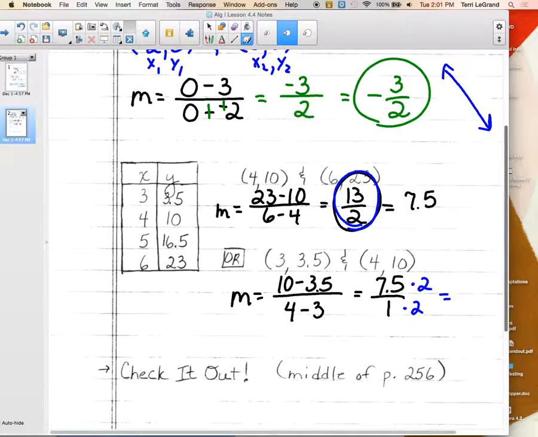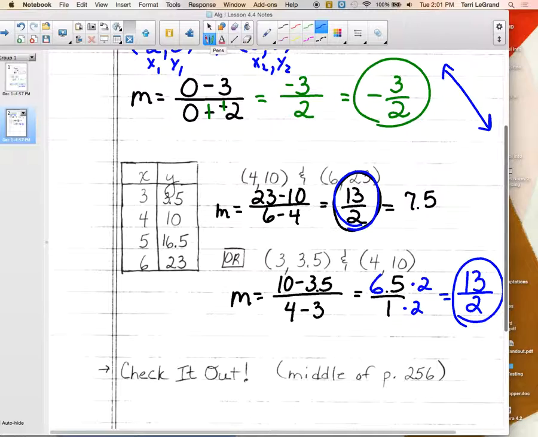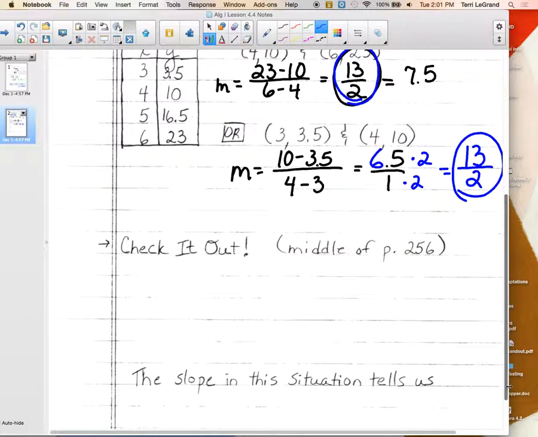Good catch, those of you who have been trying to tell me that, but you couldn't talk to me. 6.5 times 2 is 13, 1 times 2 is 2. Same answer, okay? So 10 take away 3.5 is not 7.5, it's 6.5. Any way we do it, we should all get the same thing, because any two ordered pairs, deciding which one's x sub 1, y sub 1, x sub 2, y sub 2, does not matter. It should all turn out the same. They're all from the same line with the constant rate of change.